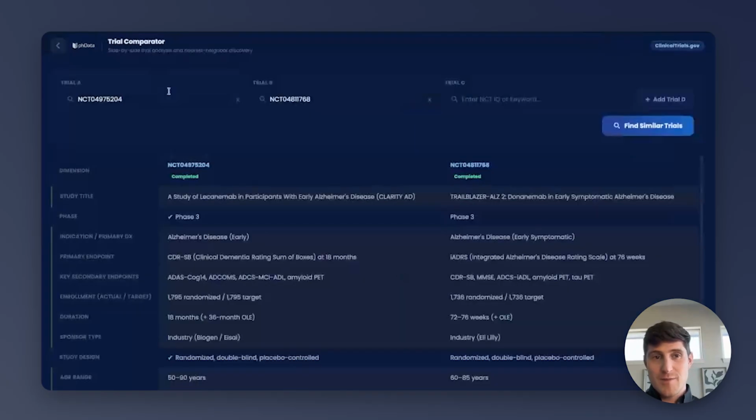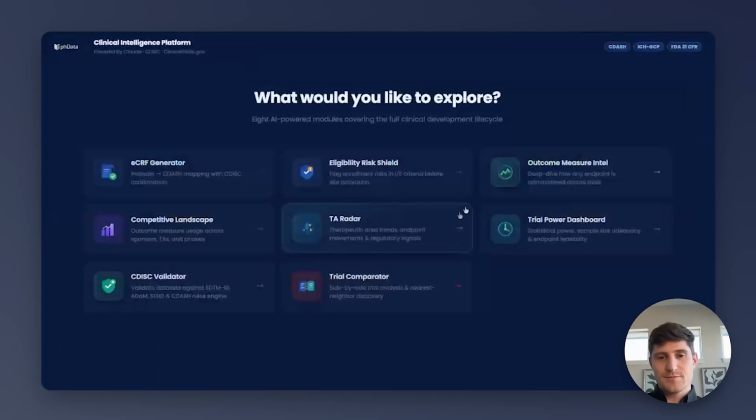We have a trial comparator. This is really helpful when you're looking at 3 different PDFs or 3 different trial protocols and you want to know, wait, what was the age range for those different groups? This tool helps extract just that information so you can quickly do it for 2 or 5 trials.